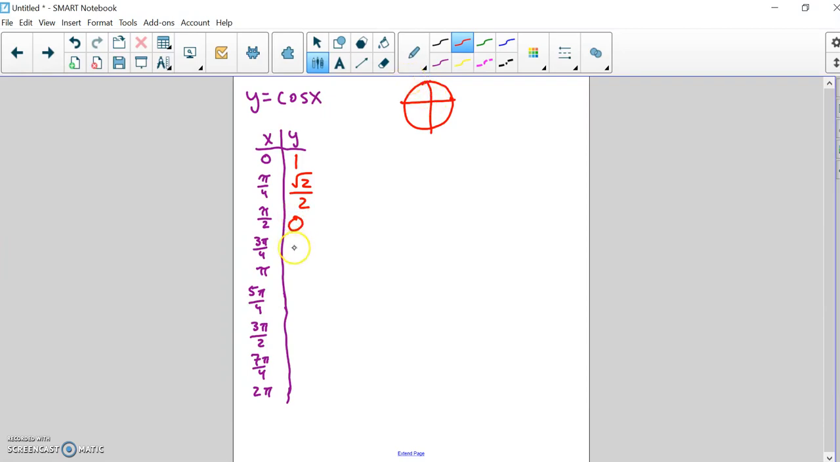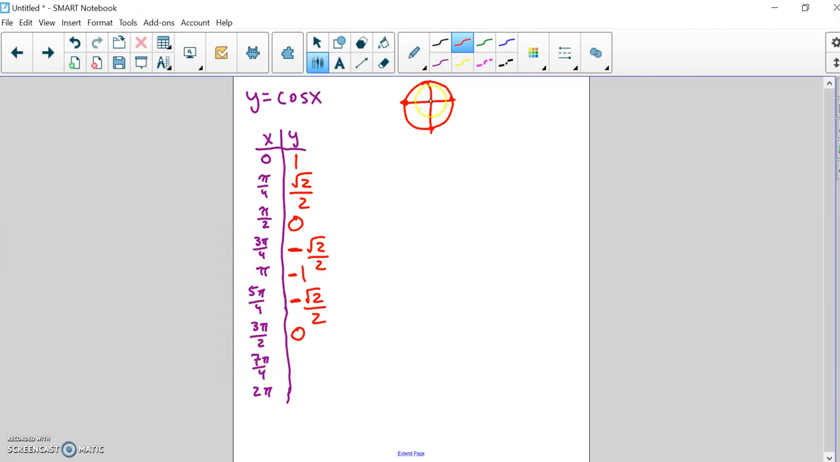3pi/4 is in the second quadrant where cosine is negative because cosine goes with x. It's still pi/4, so we get -√2/2. Okay, left side of the circle over here, the cosine of pi, that gives us an x value of -1. Okay, for 5pi/4, we're in the third quadrant where cosine is still negative. We're going to get -√2/2. Okay, for 3pi/2, that's down here on the bottom. Cosine down there, the x value is going to be 0.